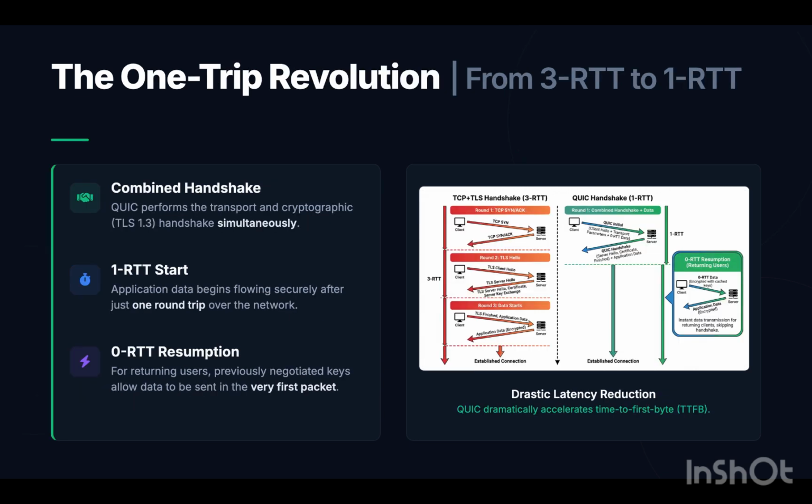Going forward with slide 4, the one-trip revolution. This is one of the most impressive things QUIC does. It slashes the time it takes to establish a connection. With TCP plus TLS, you need 3 round trips before any real data flows. That means your device sends a message, waits for a reply, sends another, waits again, 3 times before your web page even starts loading. QUIC collapses all of that into just one round trip by doing the transport handshake and the security handshake at the same time, simultaneously.